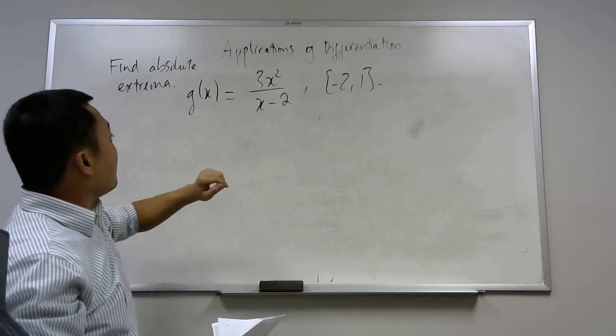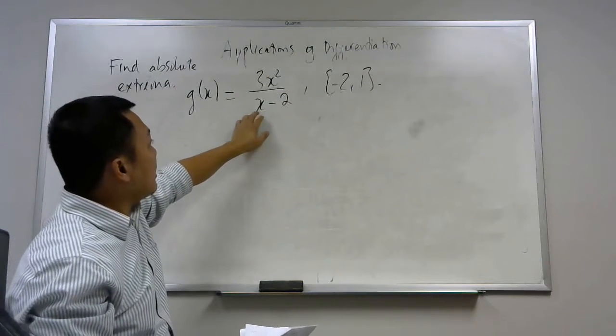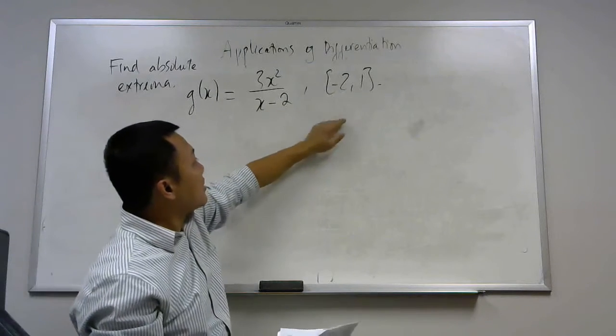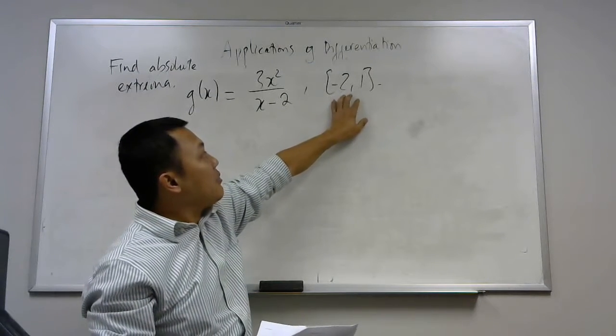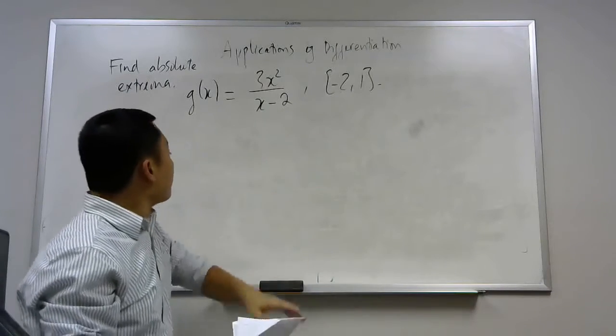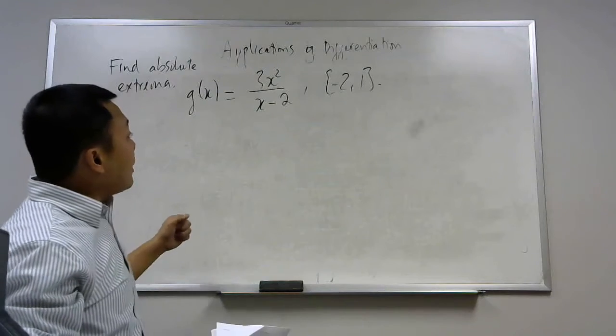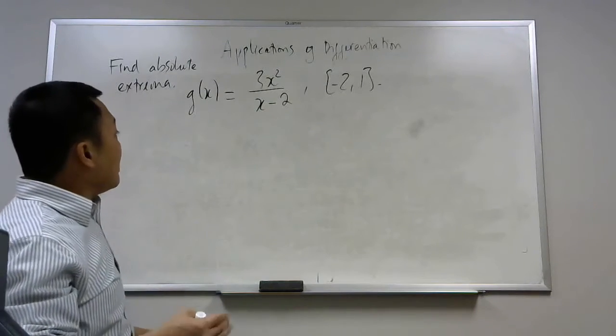Now let's check, is the function continuous? Here we have 2 minus x. So for any x in this interval, the function is well defined and continuous. We are good. And not only continuous, the function is differentiable.